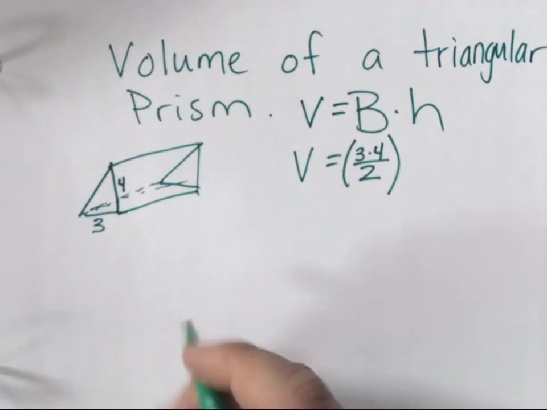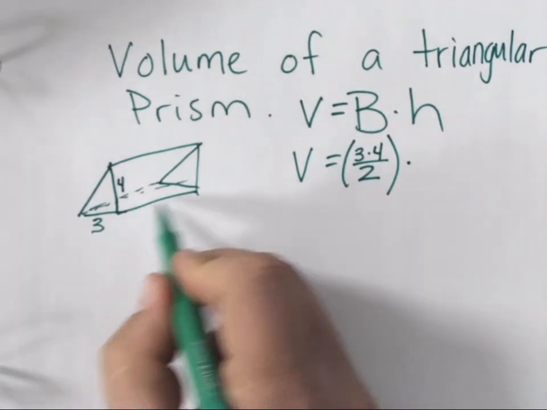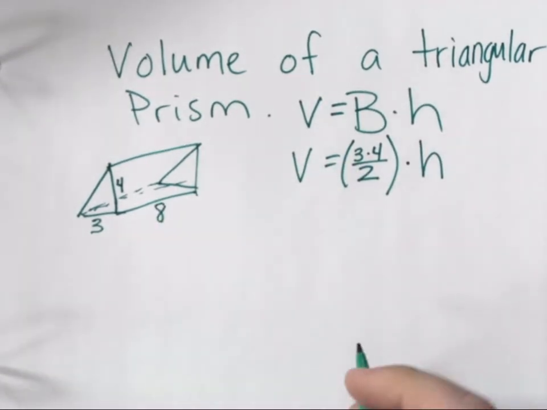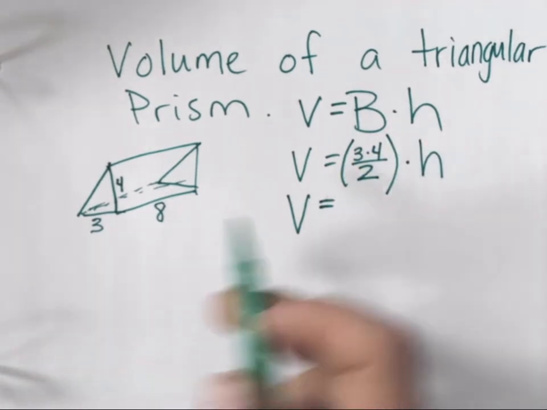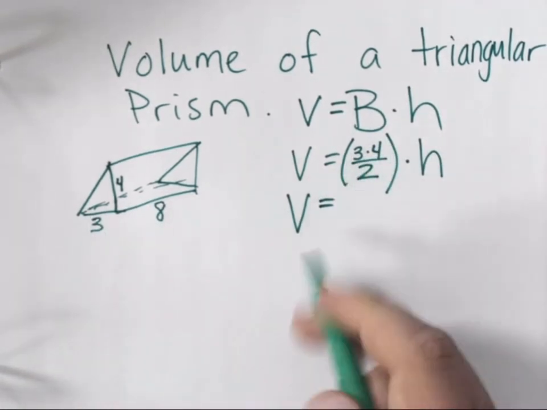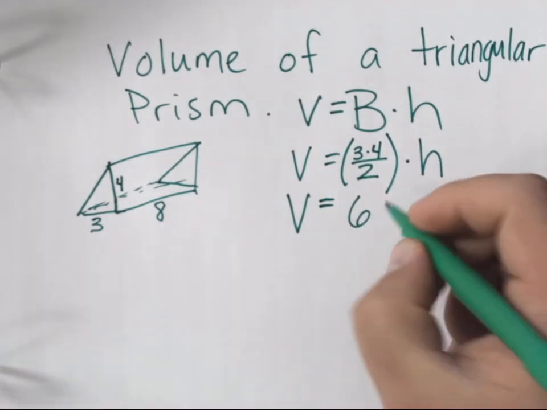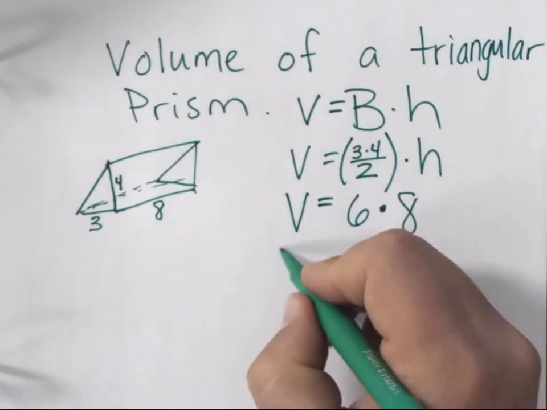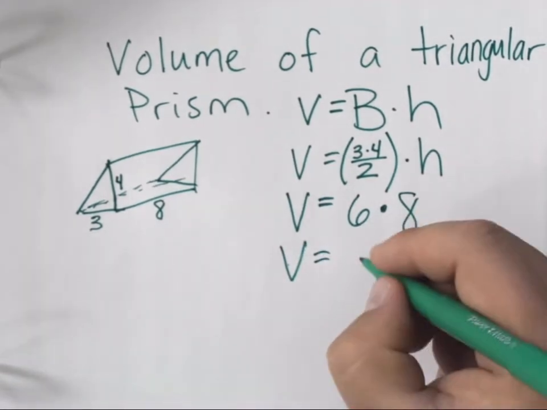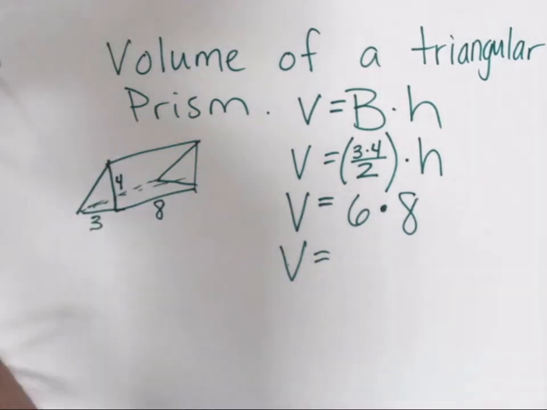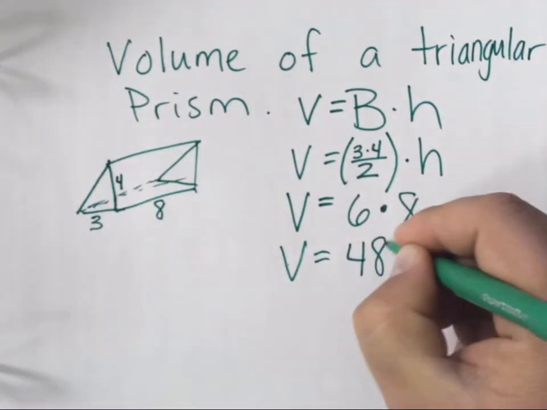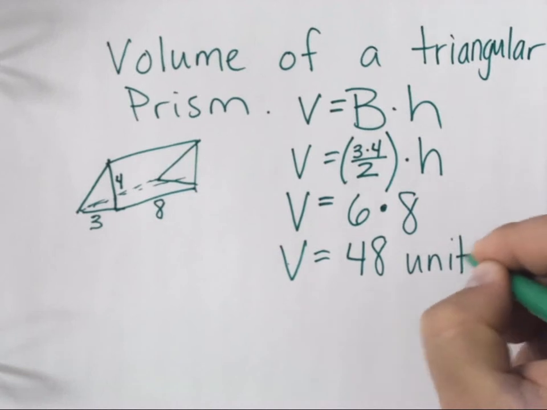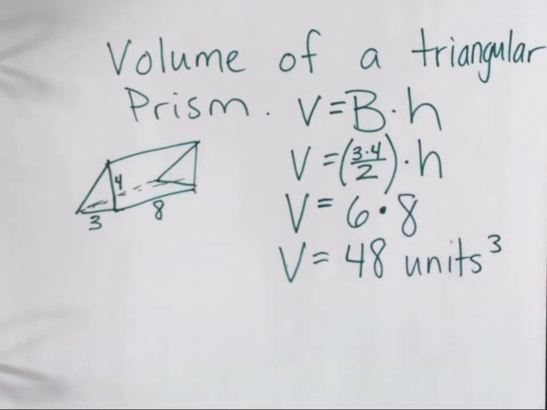That gives me the area of the base, and then I have to multiply that by the height of that shape. Let's say the height of this shape is 8. So in order to find the volume, first I have to find the area of my base. So 3 times 4 is 12, divided by 2 is 6, times my height, which is 8. So volume equals 6 times 8, which is 48. Again, I need units cubed because this is volume.